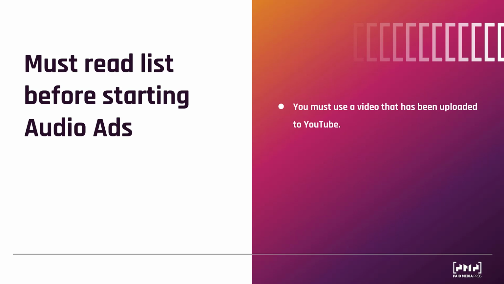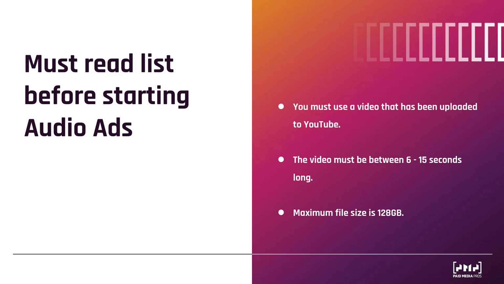And it cannot be just any video. The video length that you upload must be between 6 seconds and 15 seconds long. So when you upload a video to YouTube, YouTube likes to tack on an extra second at the end. So don't freak out if your 15-second video shows up as 16 seconds when you upload it. It'll still be eligible to run. And besides a maximum video length, there's also a maximum file size. So make sure the video file that you uploaded is 128 gigabytes or less.